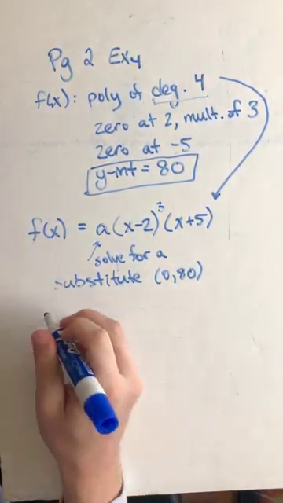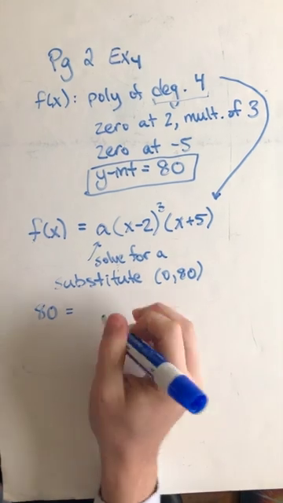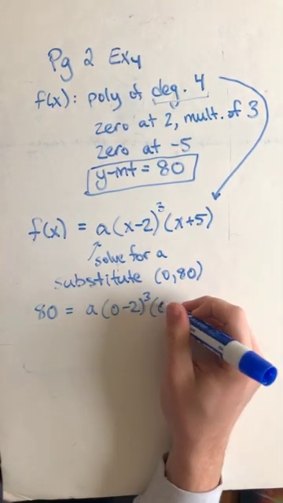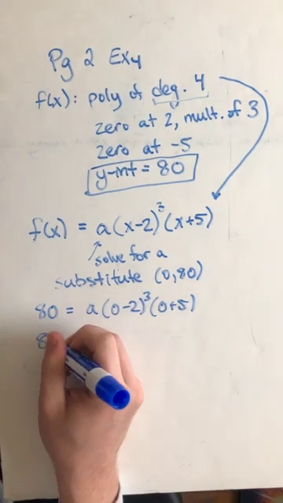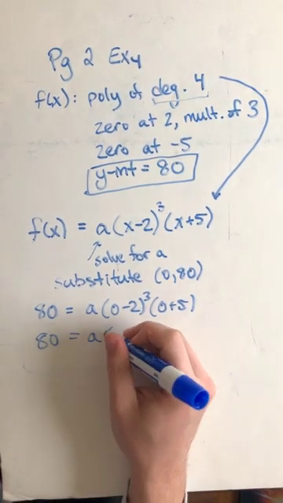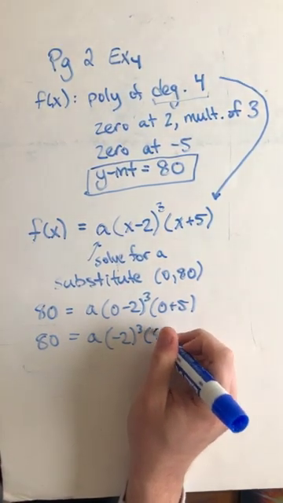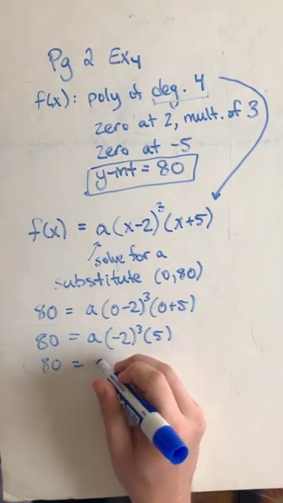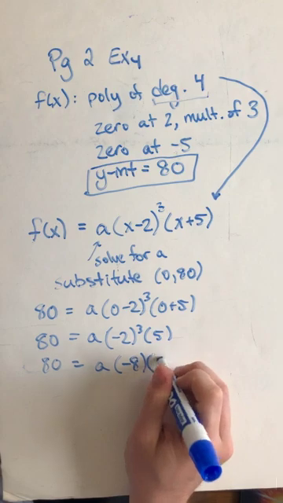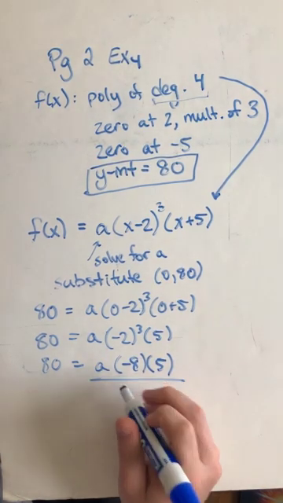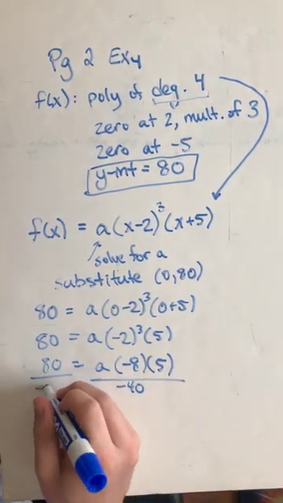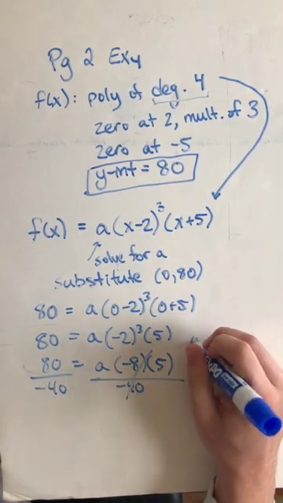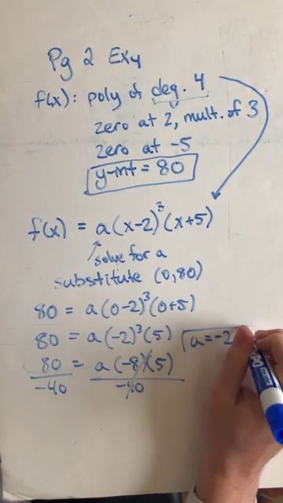Okay, so y is equal to, this is going to be 80 equals a times 0 minus 2 cubed times 0 plus 5. And then we just do BEDMAS here. We get a times -2 cubed times 5. 80 is equal to a times -8 times 5. So we're going to divide by -40 on both sides, right? Because this is -40 here. And then you end up with a equal to -2.